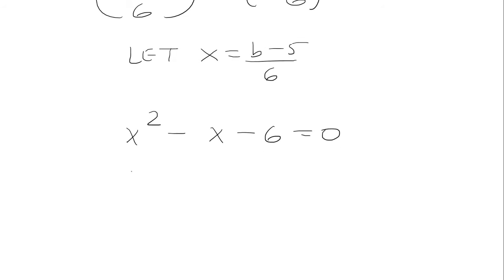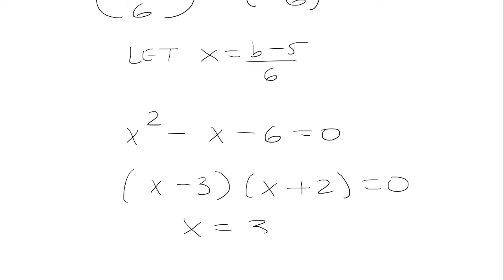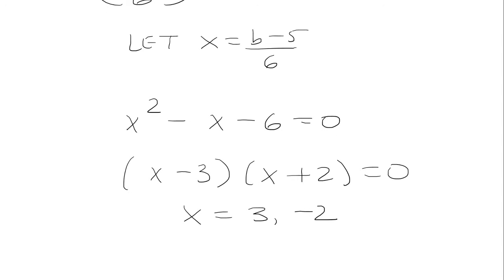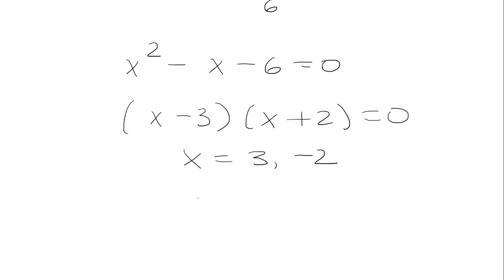We can factor this as (x minus 3)(x plus 2), and we get that x is 3 and negative 2. But notice x was b minus 5 over 6. We want to solve for b, not x. So let's plug in x equals b minus 5 over 6, and we're going to set that equal to 3 and negative 2.